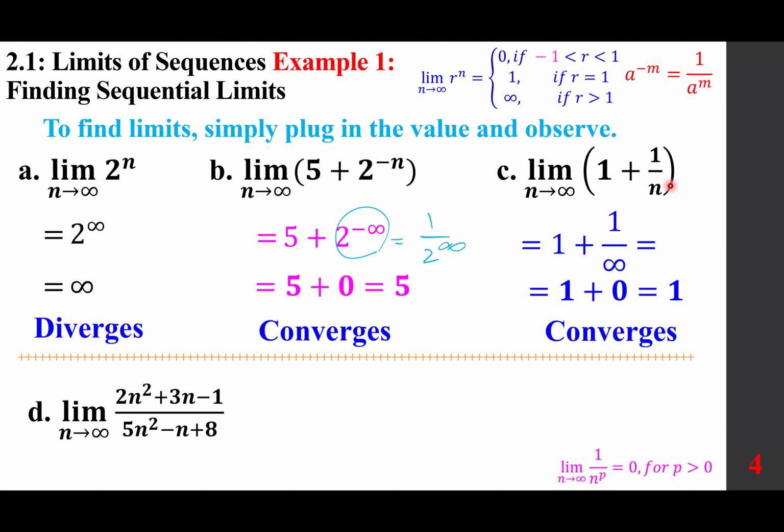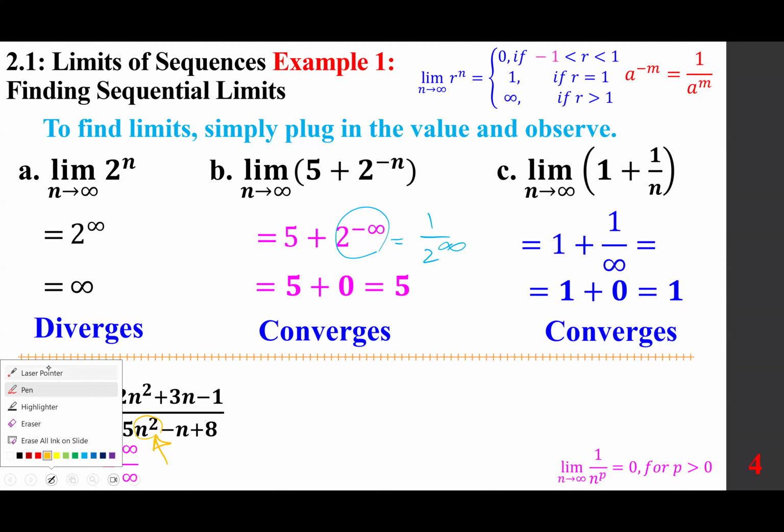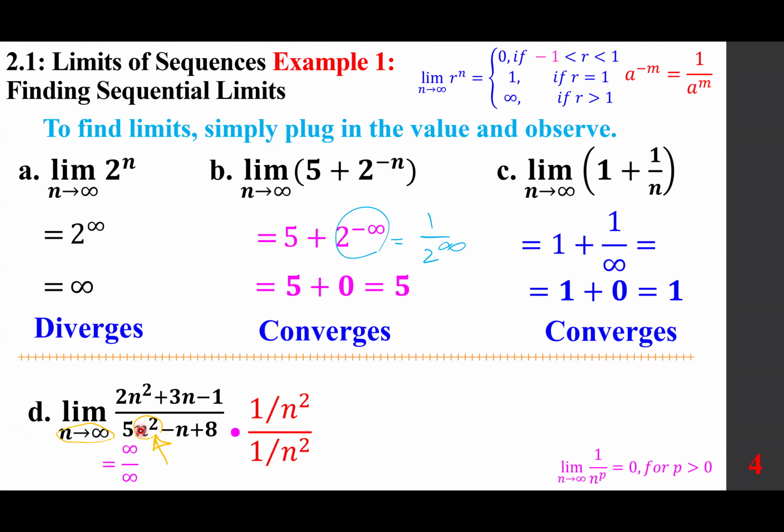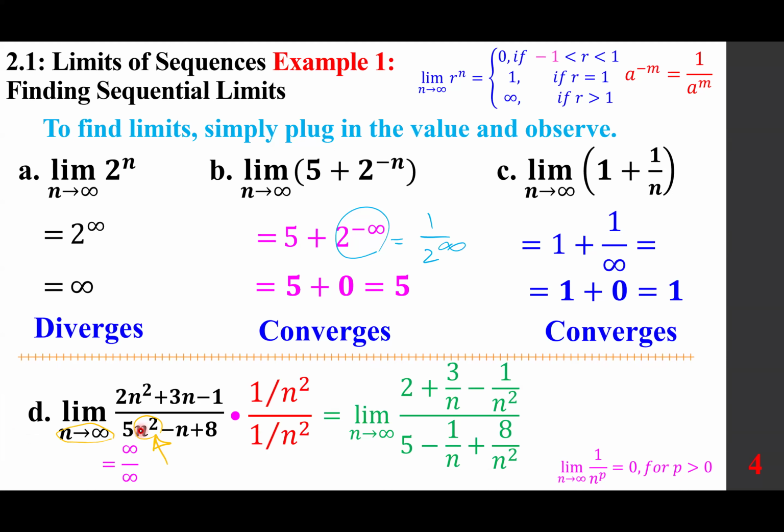A rational expression and n is approaching infinity. Obviously, if you plug in, you get infinity over infinity, which is an indeterminate form. The technique, whenever we have a rational expression where n is approaching infinity, is to divide by the highest degree term in the denominator, namely n squared, and simplify. As n goes to infinity, this piece, this piece, this piece, and this piece, each one goes to 0. 2 over 5 is the final answer.